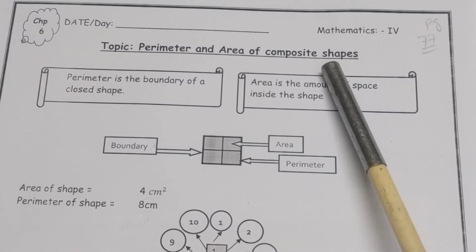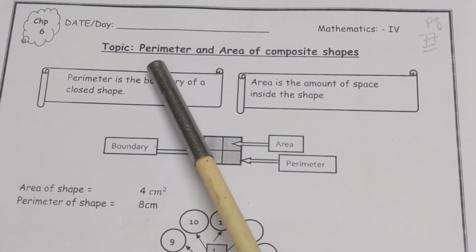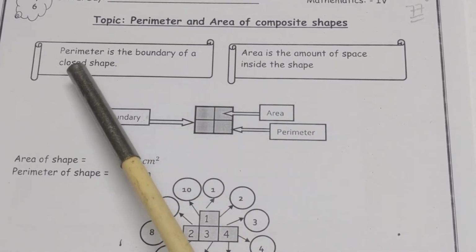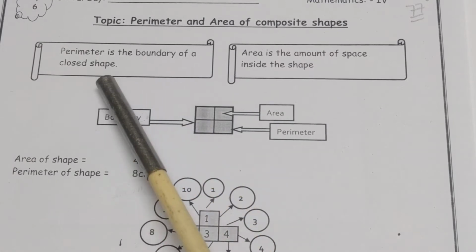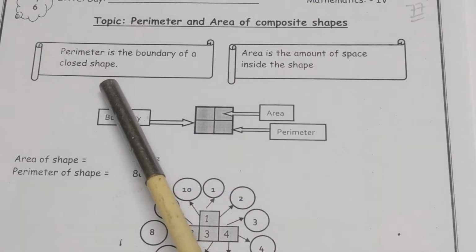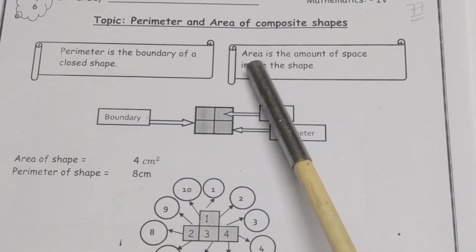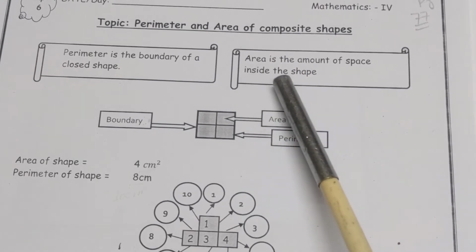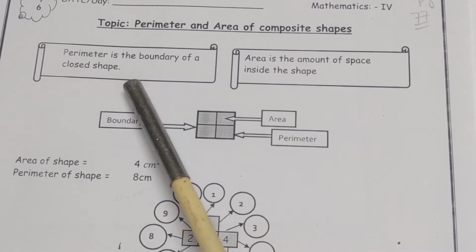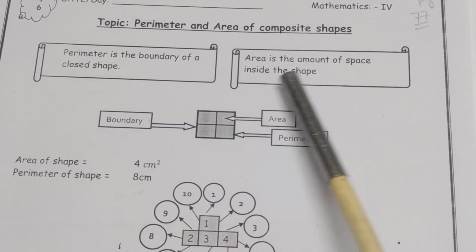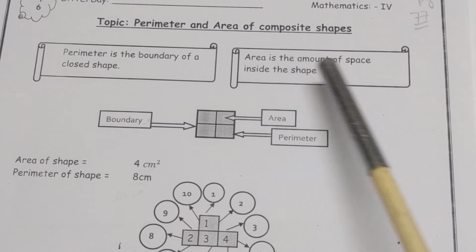As in the previous lectures you have already learned how to find the perimeter and area of the rectangle and square. Same is here. You will learn how to find the perimeter and area of the composite shapes. So let's start. Perimeter is the boundary of the closed shape. What is perimeter? Perimeter is the boundary of closed shape. And what is area? Area is the amount of the space inside the shape. So there is a difference between the perimeter and area. Perimeter also includes a boundary, but area is only the amount of the space inside the shape.